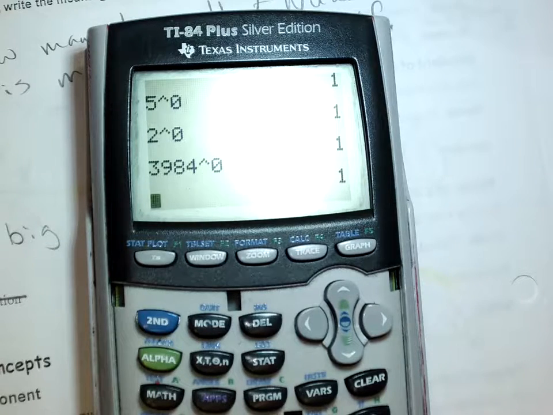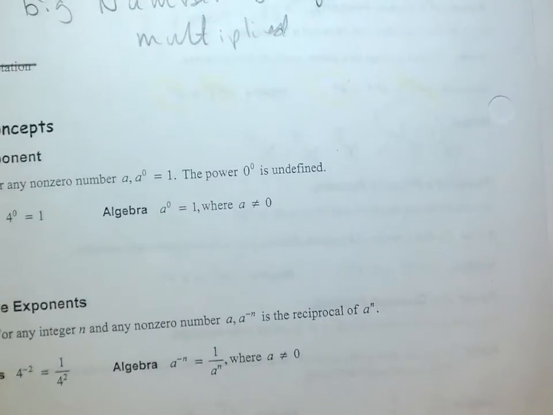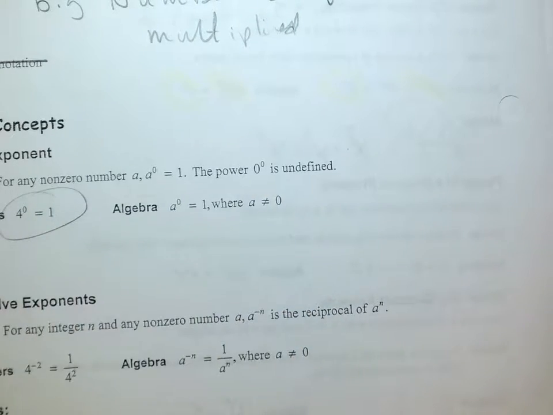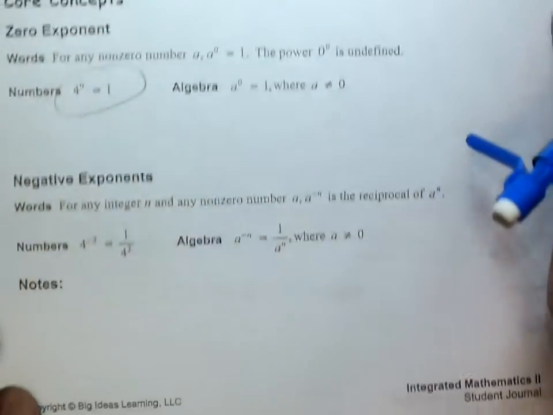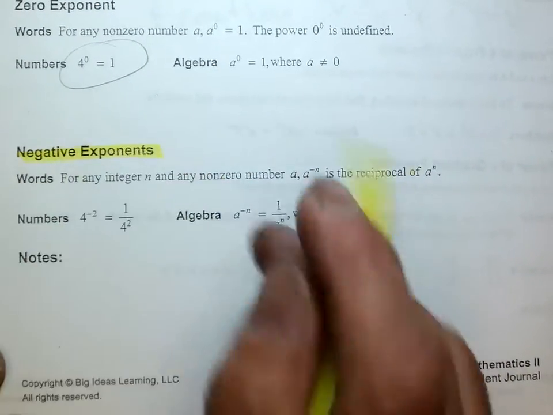1. Always 1. So, let's go back to this. Any number to the 0 power is always going to be 1. Always. Now, negative exponents. Here's what I really want to talk about today.